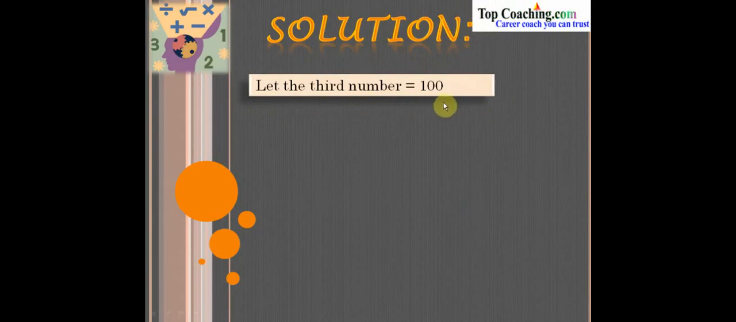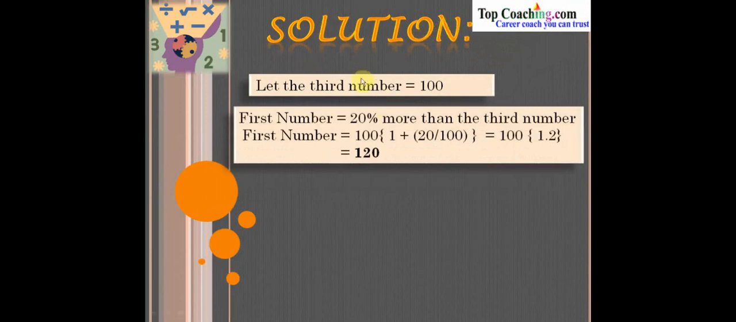Let us say that the third number is equal to 100. So let us assume that the third number is 100. Why have we assumed the third number to be 100? That is for the convenience of it. So the first number would be equal to 20% more than the third number. That would be equal to 100 into 1 plus 20 by 100. We have used the formula for percentage increase. Now 1 plus 20 by 100 is nothing but equal to 1.2. So 100 into 1.2 is equal to 120. So the first number is equal to 120.